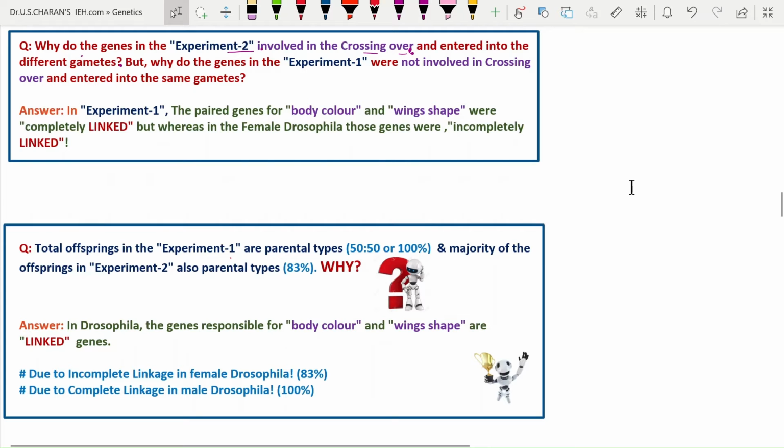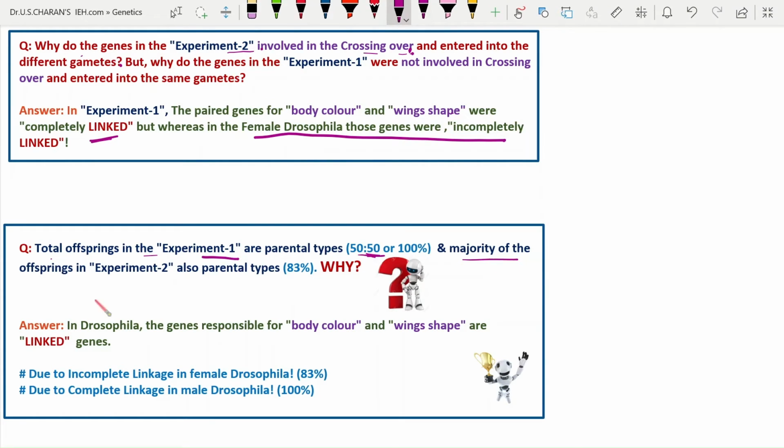So the answer is, in experiment 1, the paired genes for body color and wing shape are completely linked, whereas in experiment 2, in the female Drosophila, the genes were incompletely linked. So they formed new genetic recombinations. Another interesting question: total offspring in experiment 1 are parental types, 100%, in a 50:50 ratio.